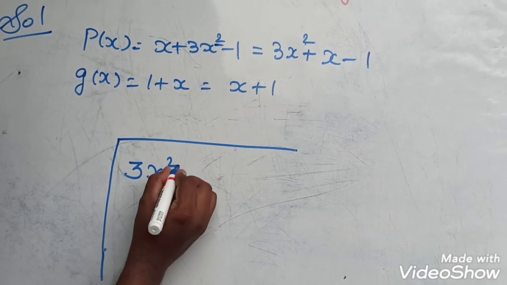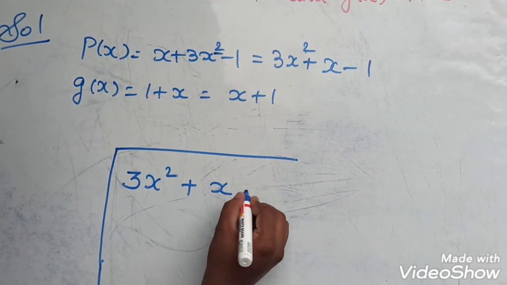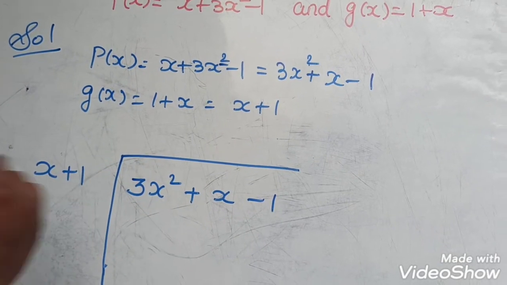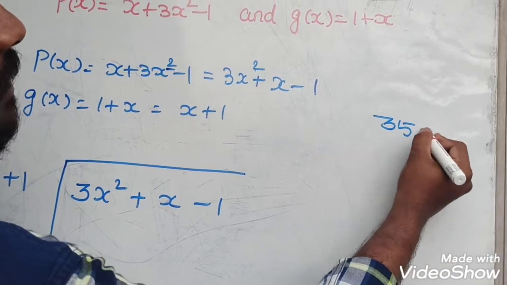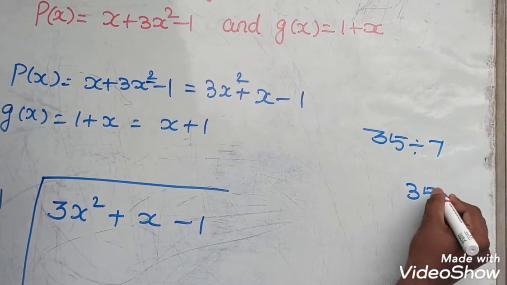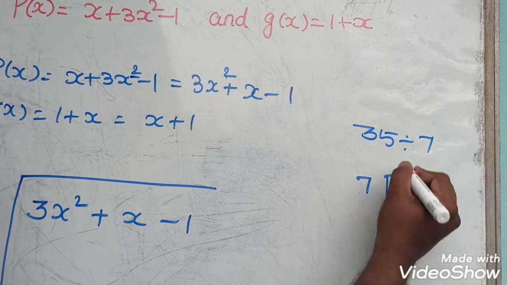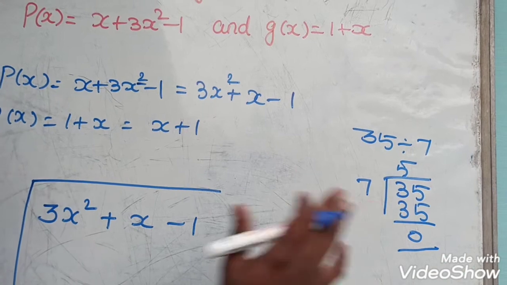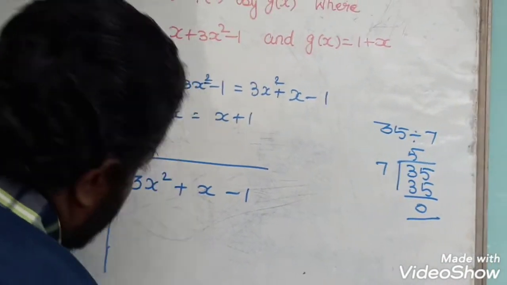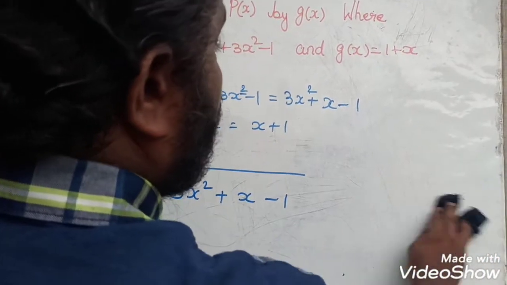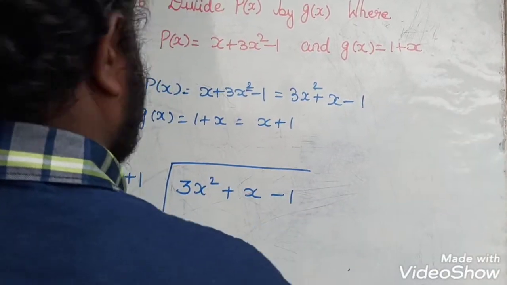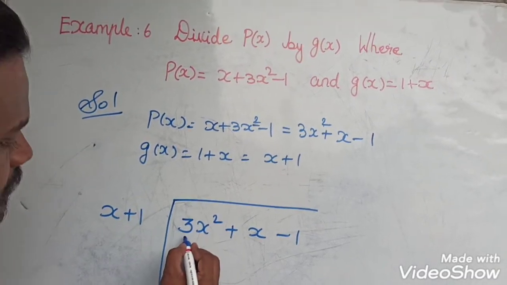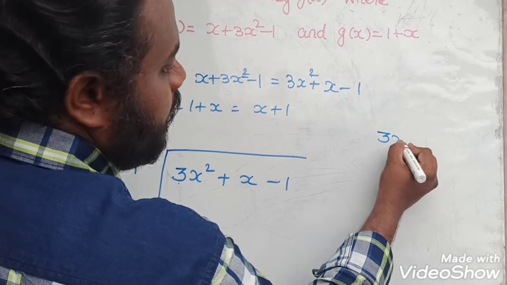So 3x square, the first term, plus x minus 1, divided by x plus 1. Normally you know that 35 can be divided by 7. 35 divided by 7, we get 5, since 5 sevens are 35, and the remainder is 0. And how do you have to divide the variable? You have to compare the first term of g of x and the first term of p of x. What is the first term? 3x square.